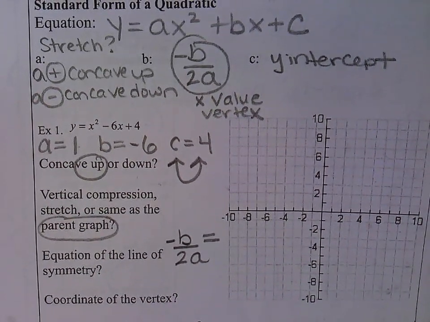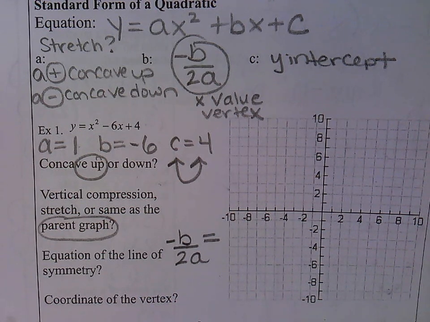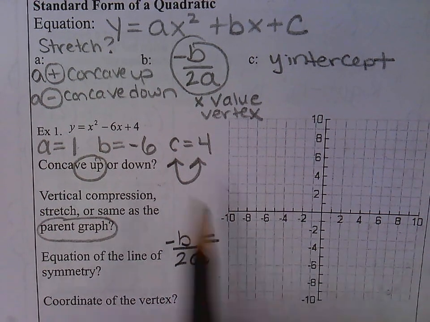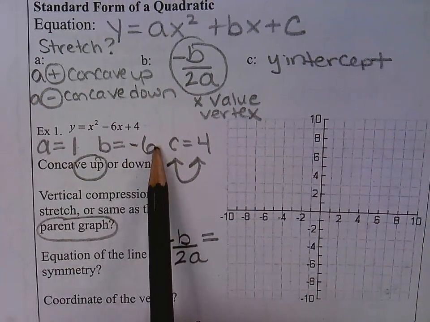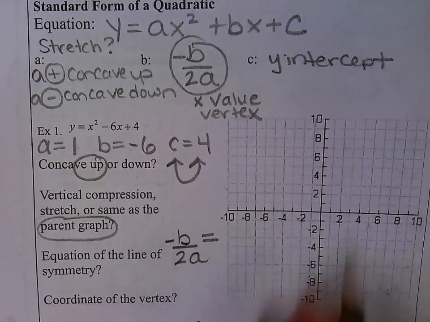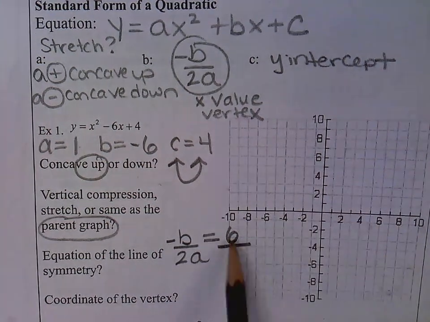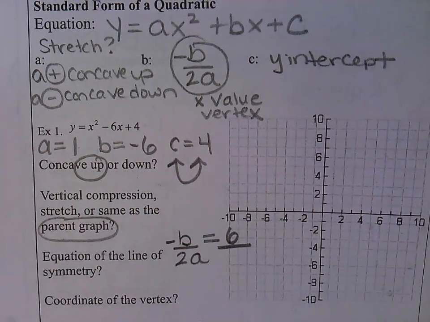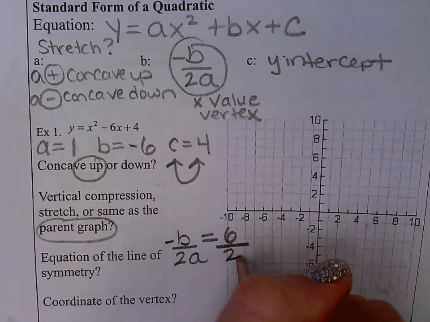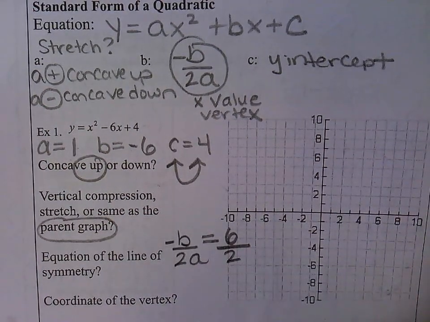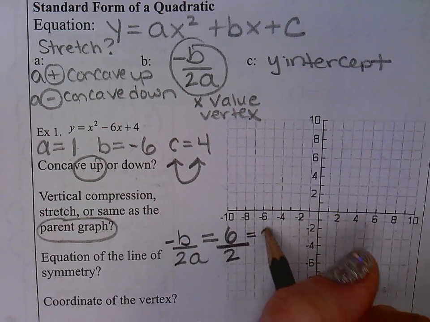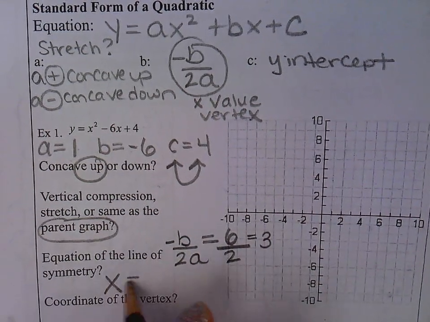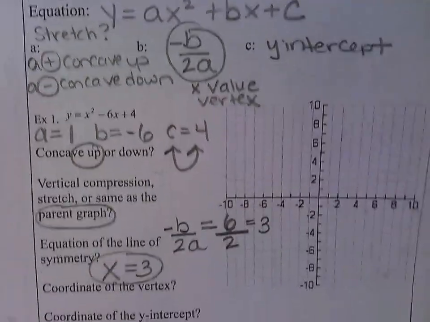What does -6 turn into? What's a double negative? So if my b value is -6 and I'm doing -b, now I have +6 in the numerator. And what's 2 times my a value? So 2 times 1 is 2, and 6 divided by 2 is 3. So the equation of my axis of symmetry is that x is equal to 3.